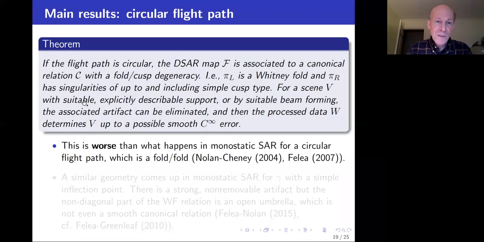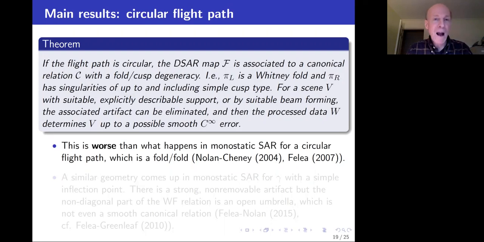For a scene V with suitable explicitly describable support and by suitable beamforming, in fact, you can avoid any artifact. So we give a fairly explicit description, which I'll mention in a moment, of a region which is guaranteed to be artifact free. And then the windowed Fourier transform determines the scene up to a possible C infinity error. So this is actually more degenerate, worse than what happens in monostatic SAR for a circular flight path. That was studied by Nolan and Cheney in 2004 and again by Verlucke in 2007.